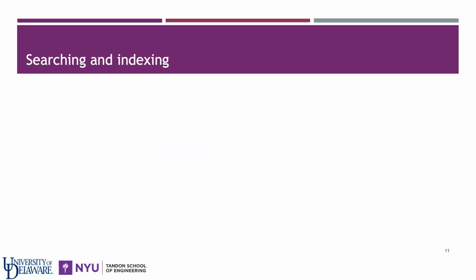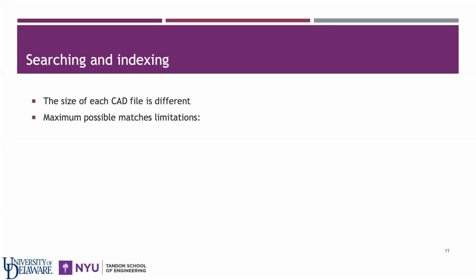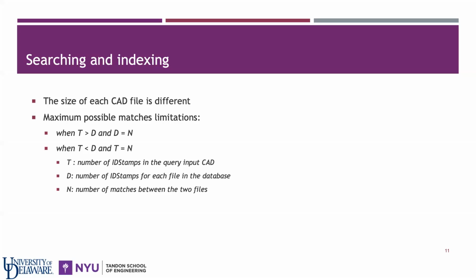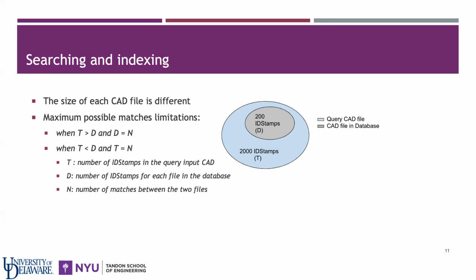Because the size of each CAD file is different, the size of the spectrogram is also different. Therefore, the absolute number of ID stamps associated with each CAD file may not be the same. So when we calculate the similarity index, there are two limitations. First case: when t is larger than d and d equals n, what does this mean? t represents the number of ID stamps in the query input CAD, and d represents the ID stamps of each CAD file in the database. n is the number of matches between those two files.